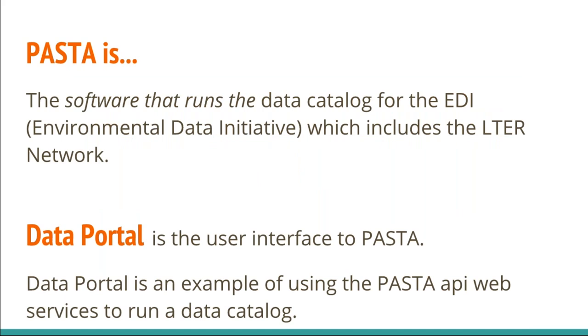So I'm glad to see there are some people here who are not from LTER, so you might not actually have heard of PASTA before. PASTA is the software that runs the data catalog for EDI, the Environmental Data Initiative, which includes LTER. Before EDI, PASTA was the software that ran the catalog for the LTER network. So now we're PASTA Plus. Data Portal is what we call the user interface to PASTA, and Data Portal itself is an example of using the PASTA API web services to run a data catalog. So it's just one example, but you could also use the API to run your own local catalog, and that's what today's talk is about.